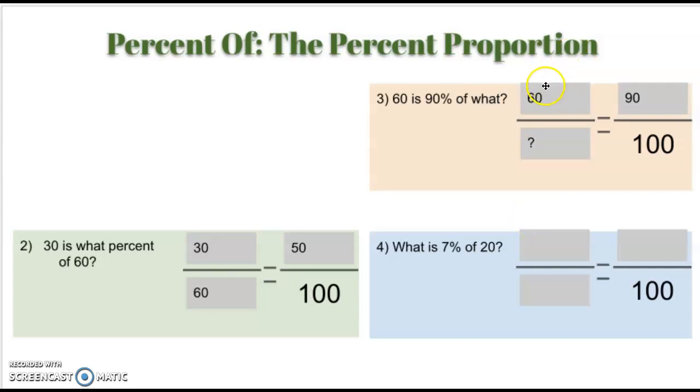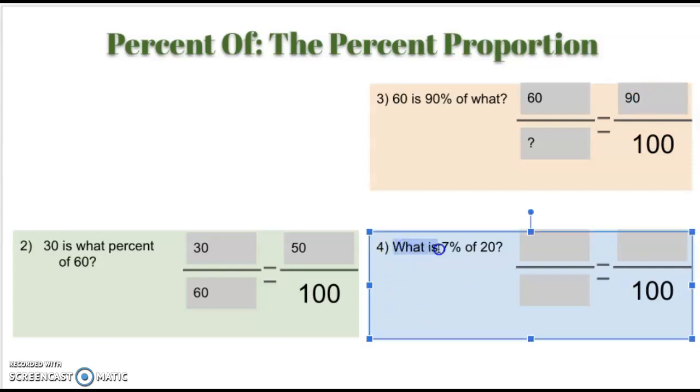So now we can cross multiply. Multiply the two that are across from one another. Divide by the lonely one. 60 times 100. Enter in your calculator. And then divide by 90. Enter.